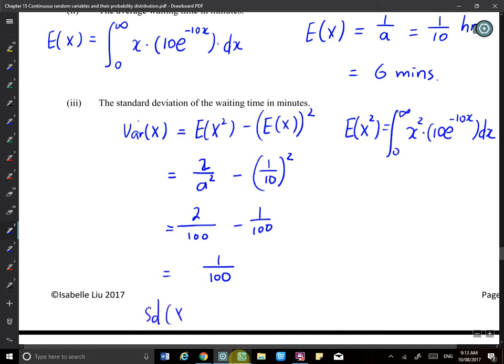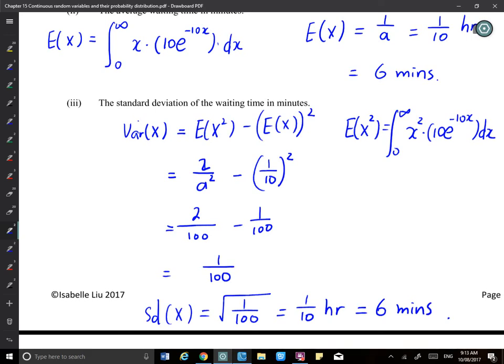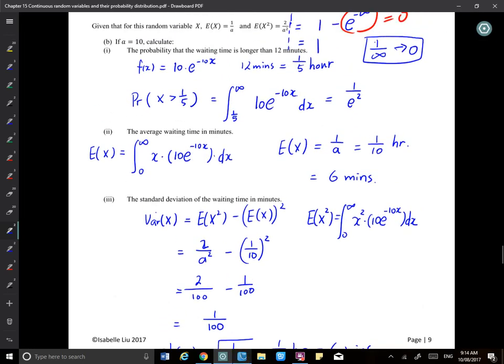So x equals the square root of 1/100, that's 1/10 hours, that's 6 minutes as well. The standard deviation and variance are the same for this distribution. The variance, standard deviation and the mean are the same for this type of question. That's a distribution like that.